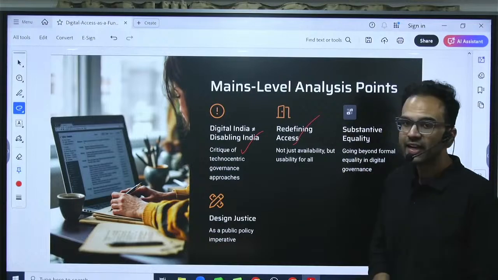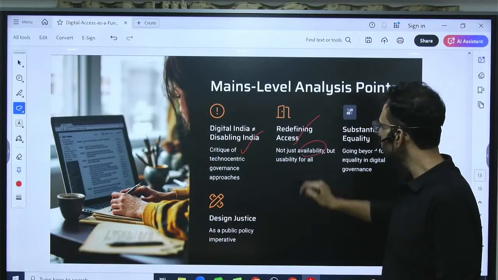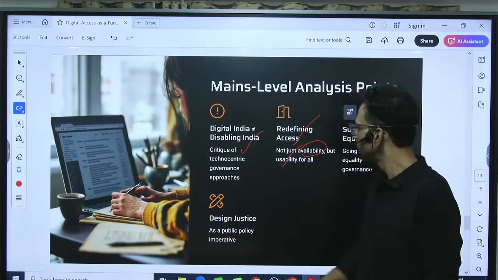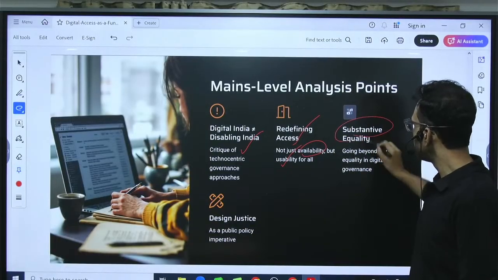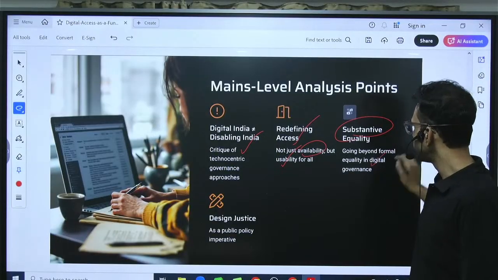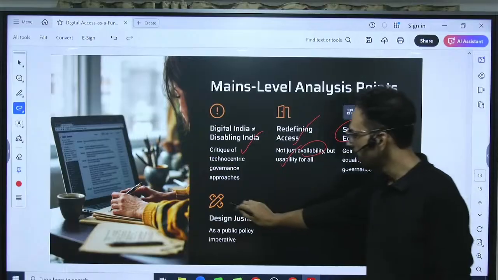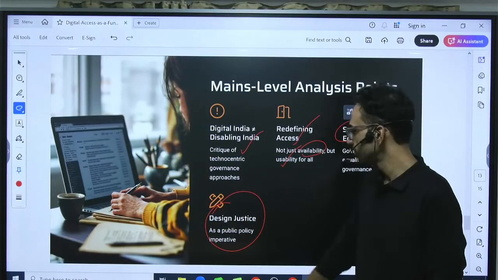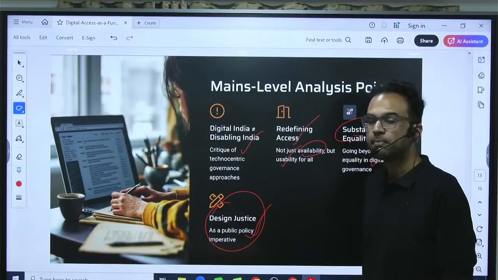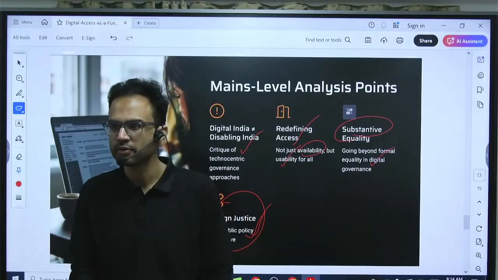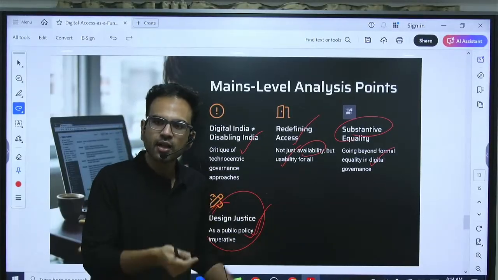You have to redefine access as not just availability but as usability. Third point, substantive equality is going beyond formal equality in digital governance. And how do you design policies for justice? Public policy imperative. Justice is a public policy imperative that should be the guiding light. These arguments are the principles.